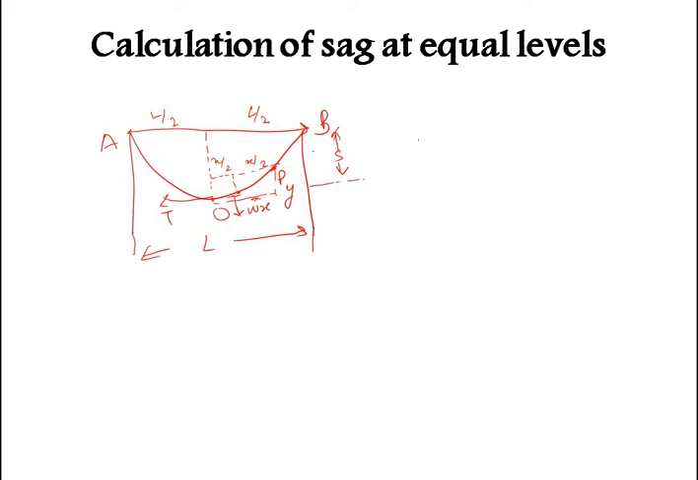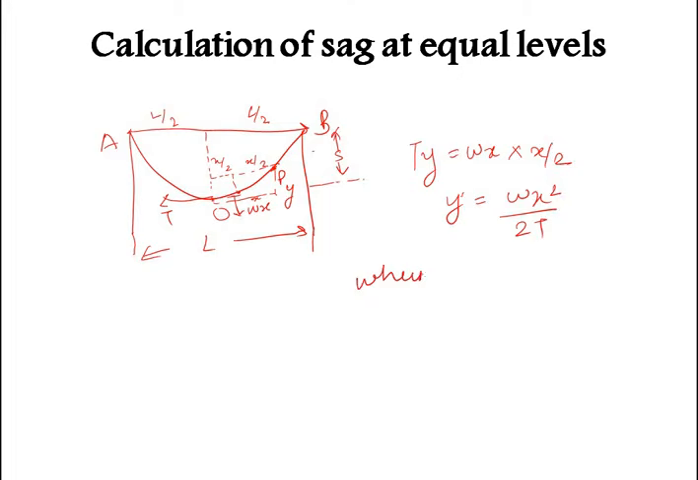Now the moment at point P will be Ty is equal to Wx, that is the weight of the conductor, into the distance x by 2. So y can be calculated as Wx square divided by 2T.